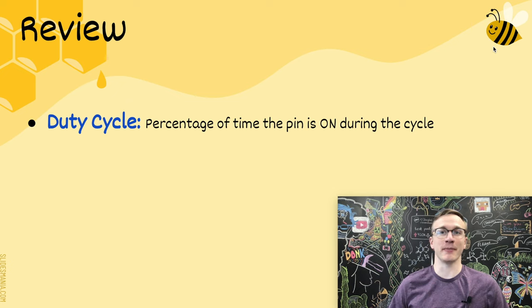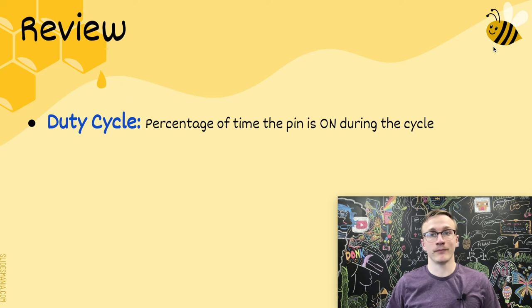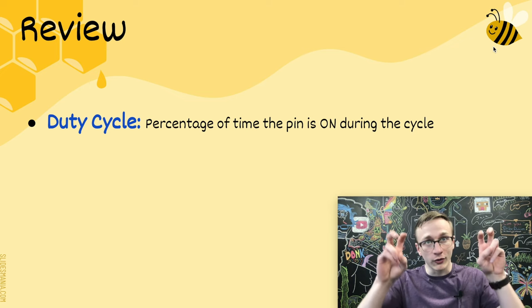Cool, now we understand the basics of PWM. Let's quickly run over the terms that we just covered. The first is duty cycle. This is how long the pin stays on compared to how long it stays off. The higher the duty cycle, the higher the analog voltage.